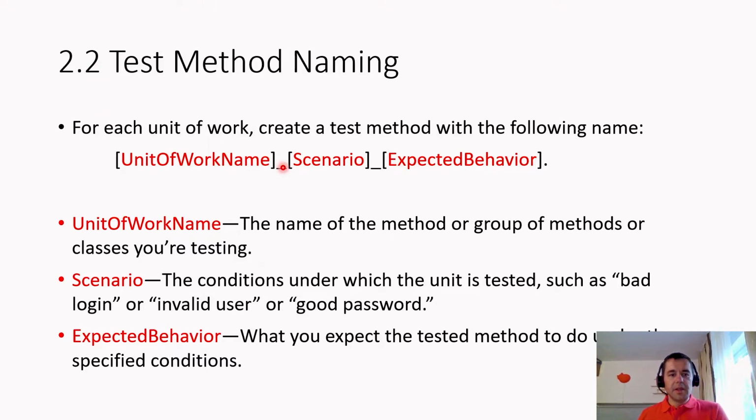Good. Test method naming. So for each unit of work, create a test method with the following name. So unit of work name, then the scenario, and then the expected behavior. The unit of work name is the name of the method, or group of methods or classes you're testing. Then we have the scenario, the condition under which the unit is tested, such as bad login or invalid user, good password, and then the last part, the expected behavior, what we expect the tested method to do under the specified conditions.